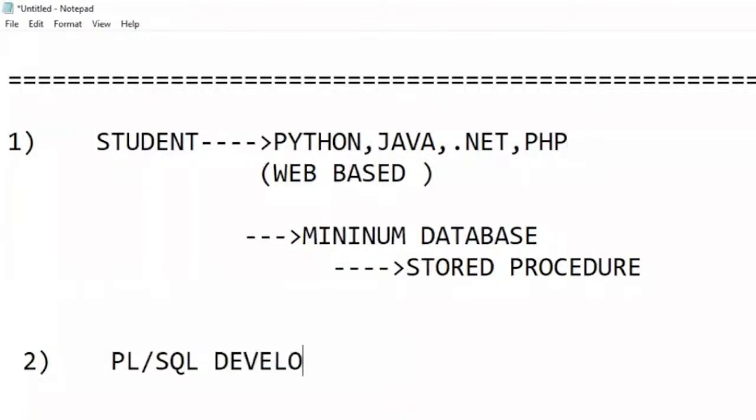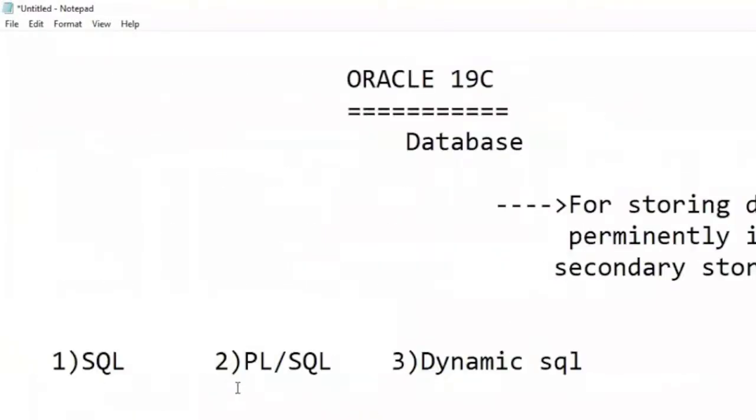PLSQL developer jobs are there. Without any knowledge of Java, .NET, or front end, maybe non-technical persons without very good programming skills, or with a gap of two to three years, can apply for PLSQL developer jobs. Those persons are in our course only. They are learning this course for PLSQL developer jobs.